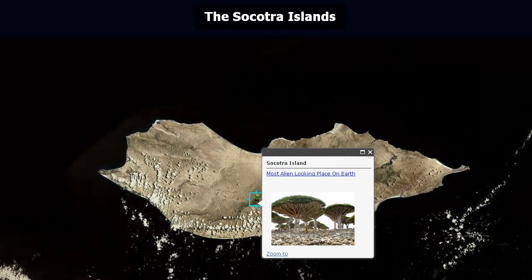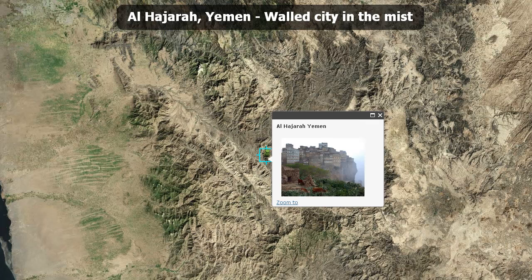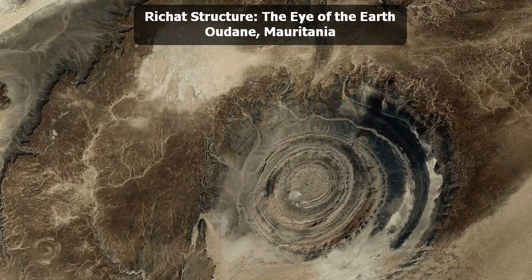The Socotra Islands, most alien-looking place on Earth, many believe. How did it get there? Why is it so bizarre? Why are so many of those species endemic to the island? They don't occur anywhere else in the world. Here's a city in Yemen, Al-Hajara, Yemen, the walled city in the mist. Wow, fascinating looking place.